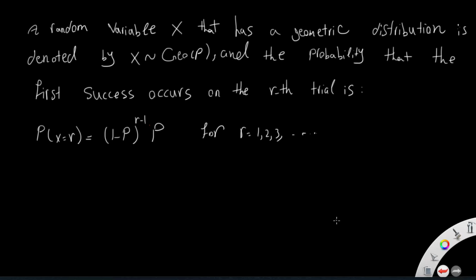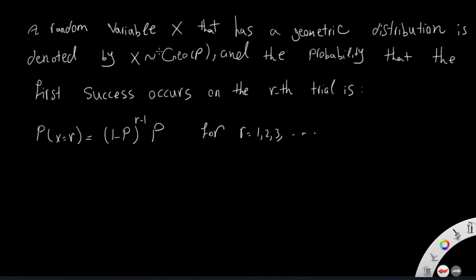It means that in order to obtain your first success in the rth trial, r minus 1 trials are failures. Failure will be 1 minus p, which is denoted by q. And your first success is obtained in the rth trial. So r minus 1 are failures, then the last one will be a success.